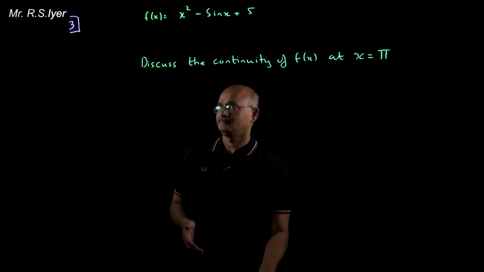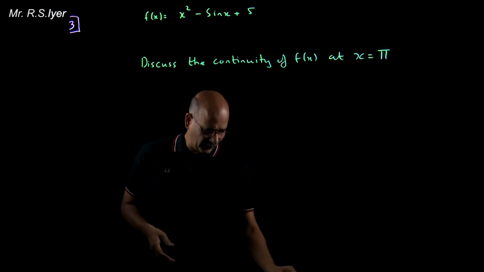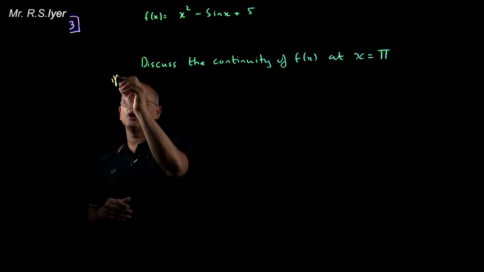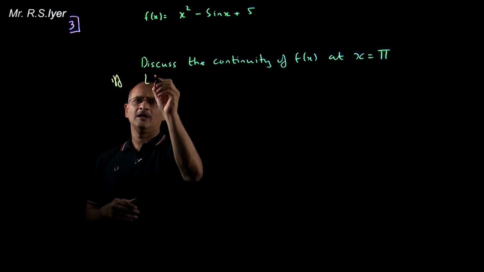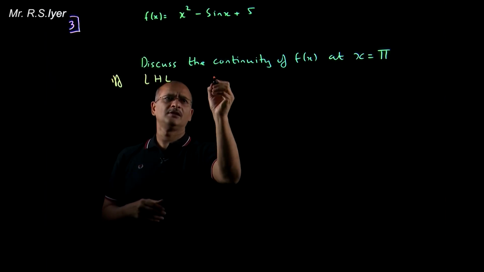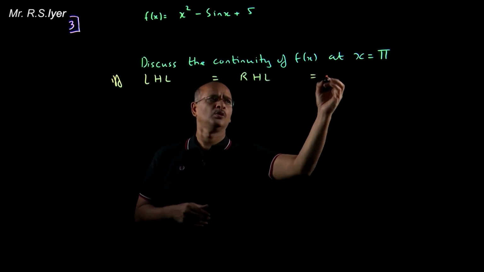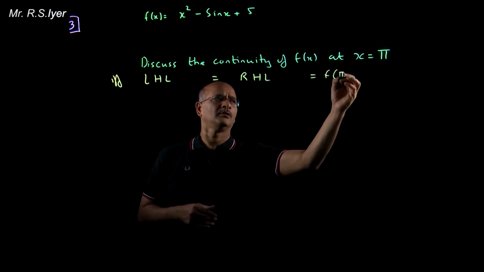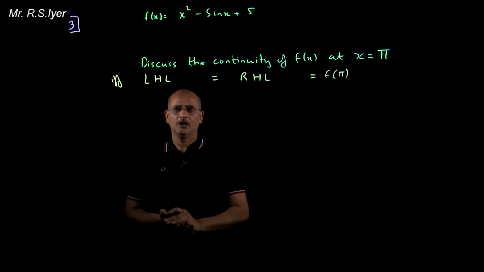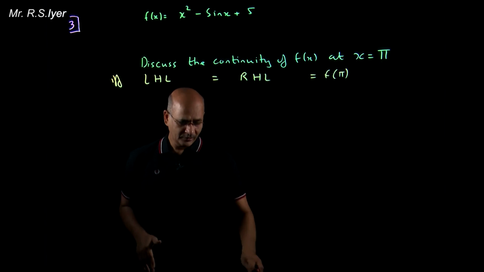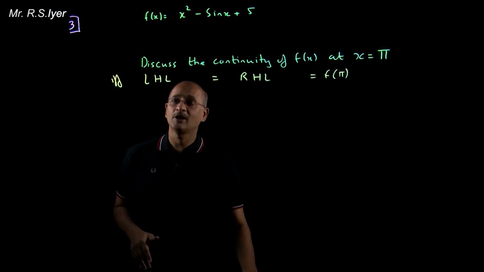So let us begin. First step, everybody knows when the function is continuous, and you have to mention this to the teacher: if and only if the left hand limit is equal to the right hand limit is equal to f of pi. This is an interesting fact. If and only if. So the teacher knows that you know the concept. Okay.